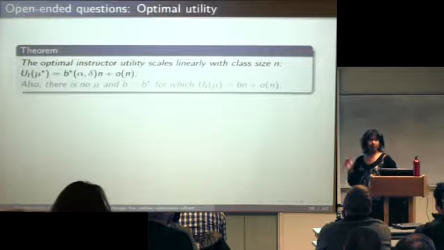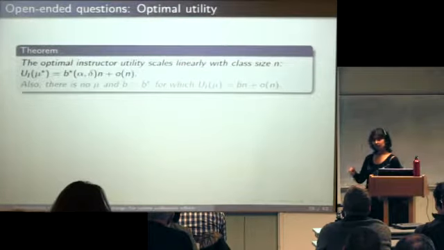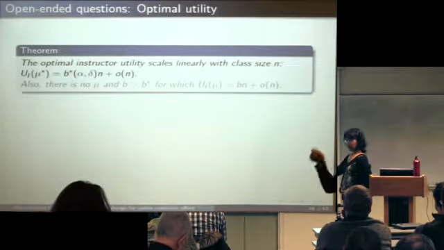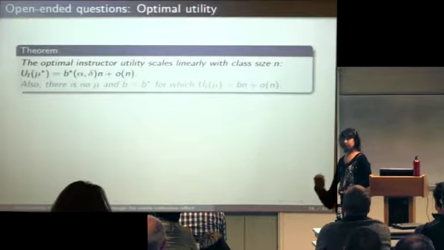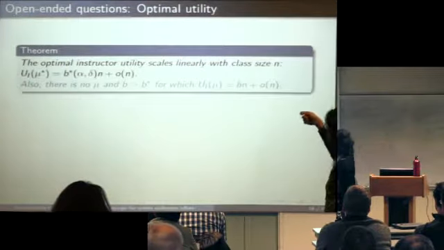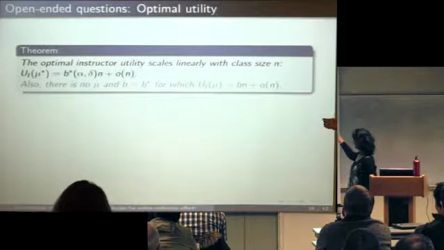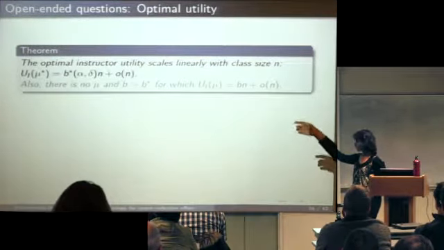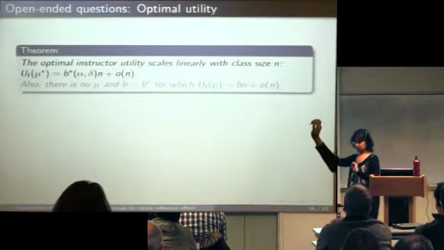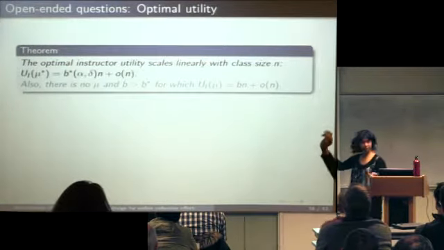So it turns out that when you optimize the instructor's rate to maximize her utility function, the optimal instructor utility in this case does scale linearly with the class size, and this is not going to be the case for single answer questions.